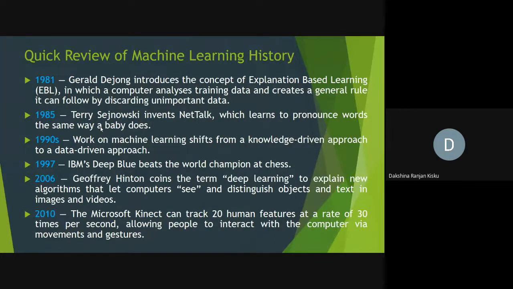In the year 2010, the Microsoft Kinect was introduced, which can track 20 human features at a rate of 30 times per second. So, to capture the movement and gestures of humans, Microsoft developed the Microsoft Kinect. Okay, so this is the tool by which someone can take the movement and gesture features at the rate of 30 times per second.